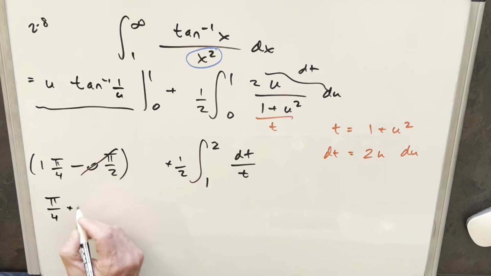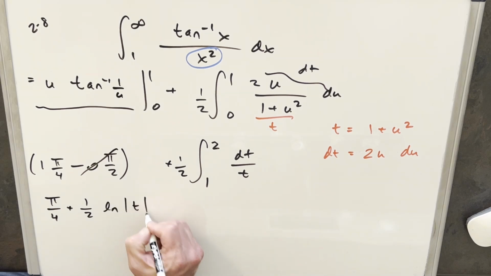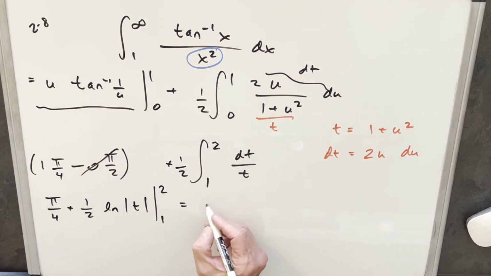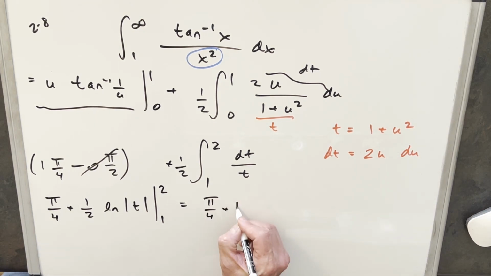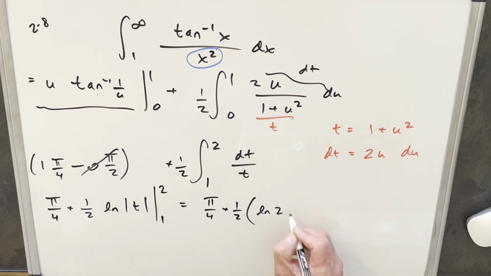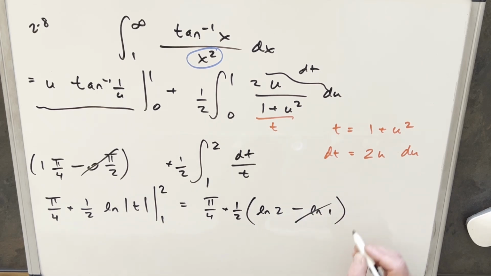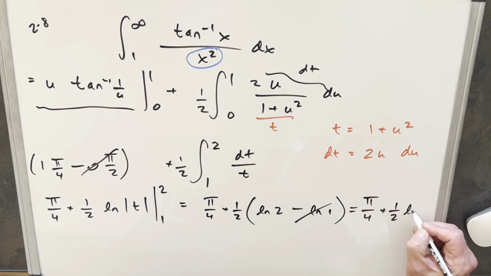Then we have this piece, which is 1/2 times the integral, which is just the natural log of the absolute value of t, evaluated from 1 to 2. So we have pi over 4 plus 1/2 in front. Evaluating at 2, this becomes natural log of 2, and we'll just leave that. Then minus evaluating at 1, we get natural log of 1, but natural log of 1 is 0, so that goes away. And so for my final solution, we just get pi over 4 plus 1/2 natural log of 2.